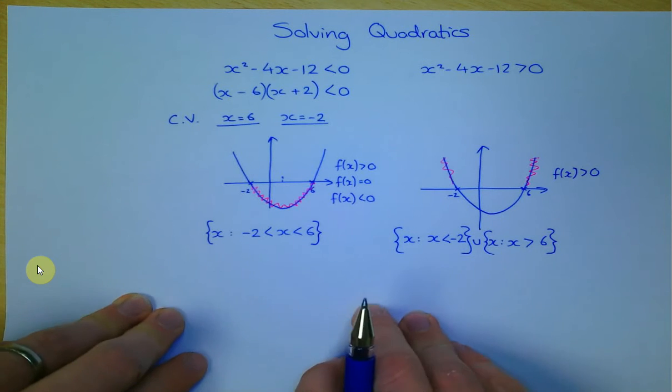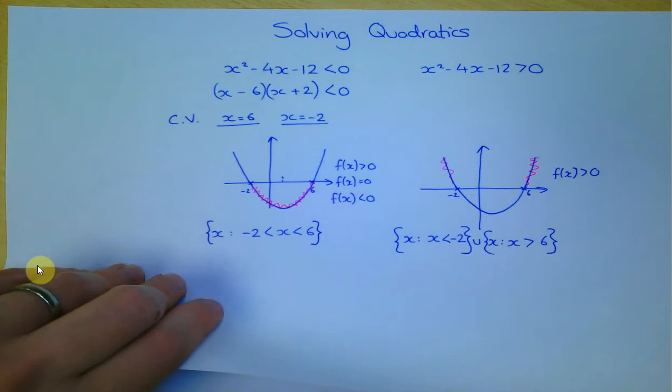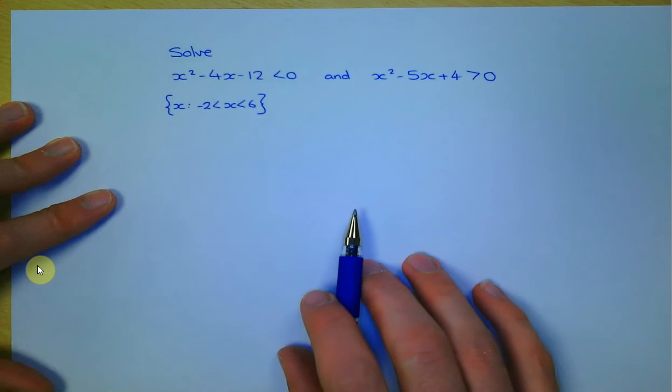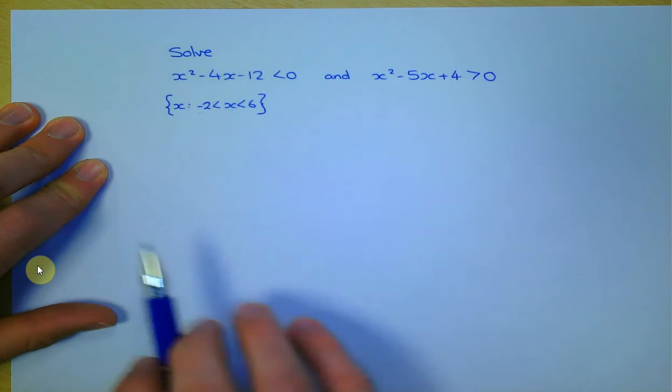Okay, let's have a look at a slightly different one. So I'm going to use this example here. So we're going to look at solving two quadratics at the same time. And they could ask you two quadratics or a quadratic and a linear. We've already got the answer for this one.